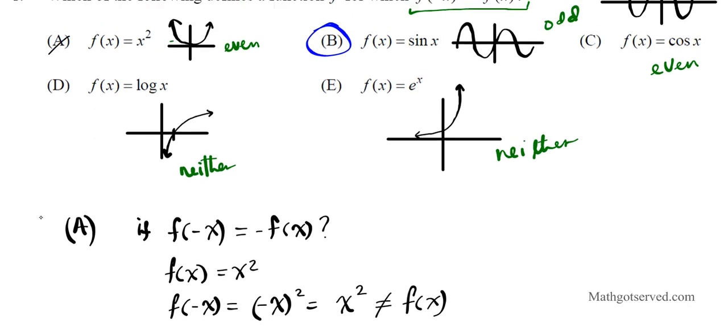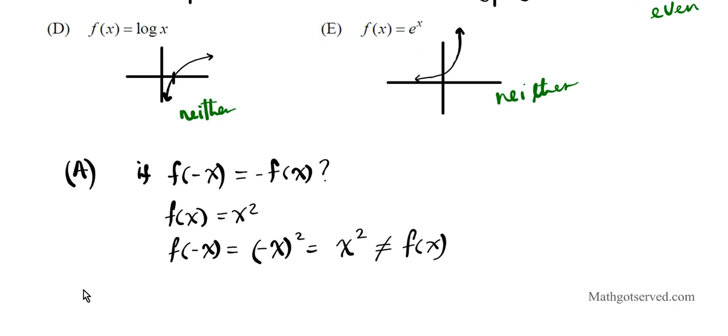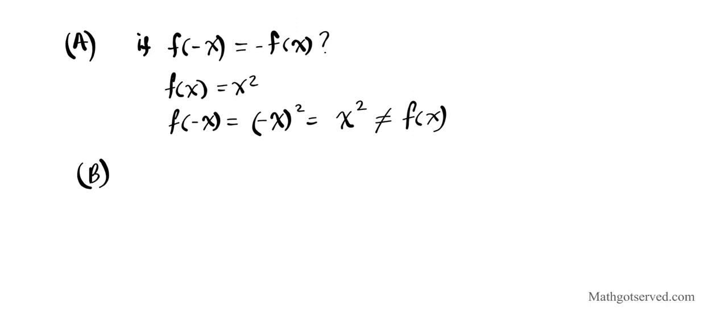Okay. Let's go ahead and try B, which we determined to be the result using a graphical approach. We're now considering f of x equals sine x. We're trying to answer the question, is f of negative x equal to negative f of x? So what I'm going to do is replace x with negative x, and then let's evaluate sine at negative x.